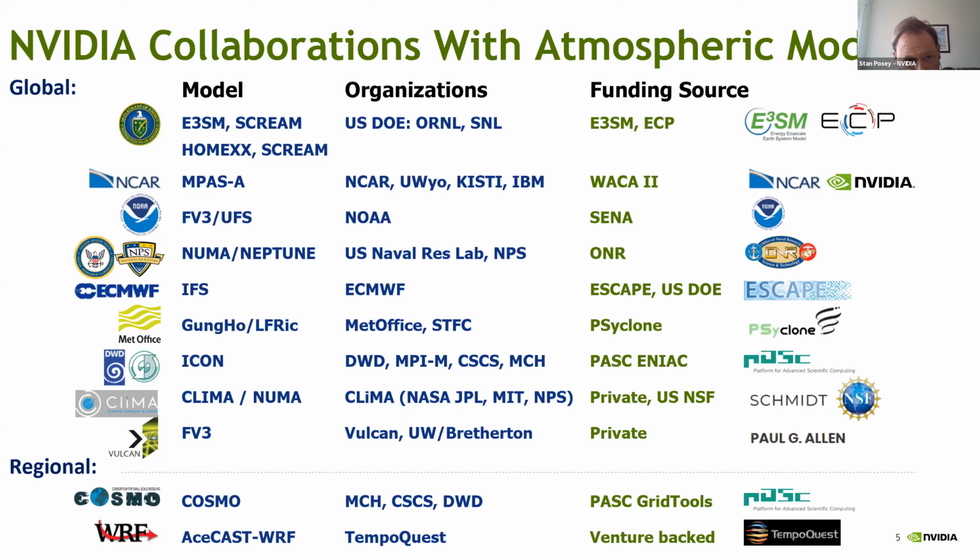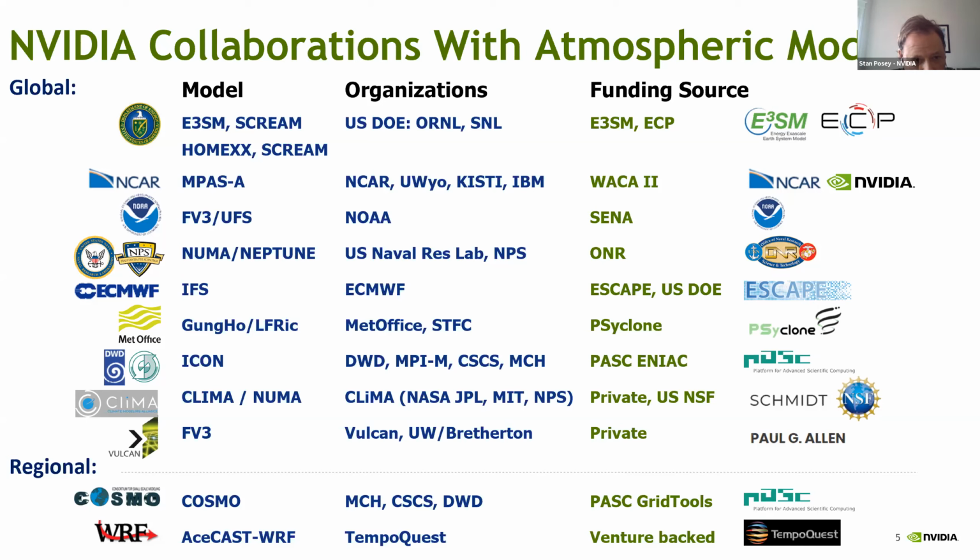I showed this last year, the number of collaborations we have, and I concentrate on atmospheric models since they tend to be most of the projects we have. Certainly we're working on some global ocean model projects. You heard about some of that with the MOM6. I'll talk a little bit about some other work we're doing with MIT on their ocean model.